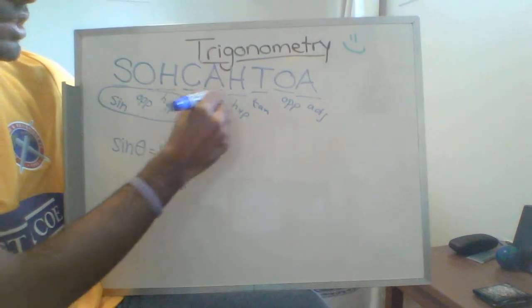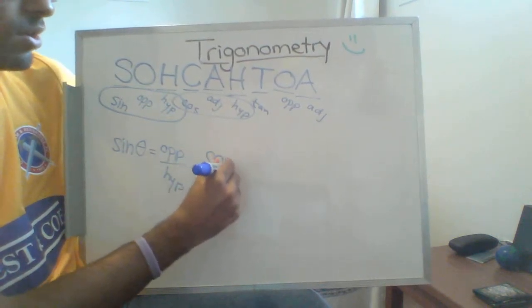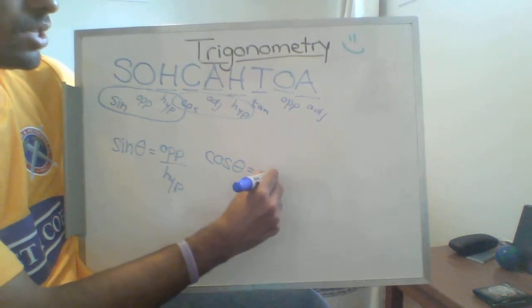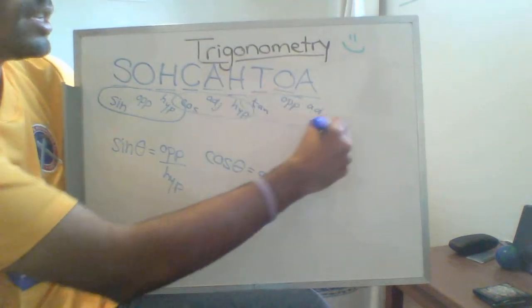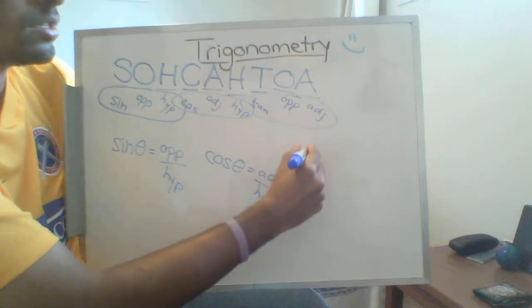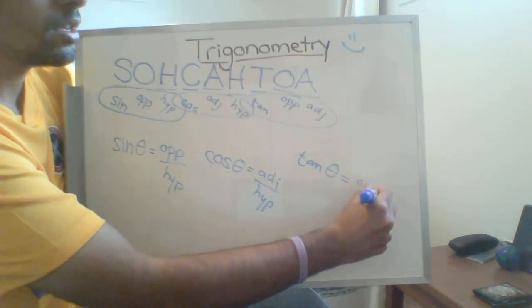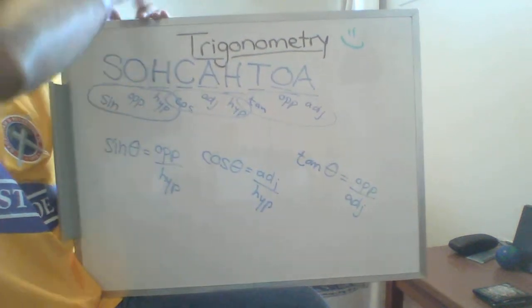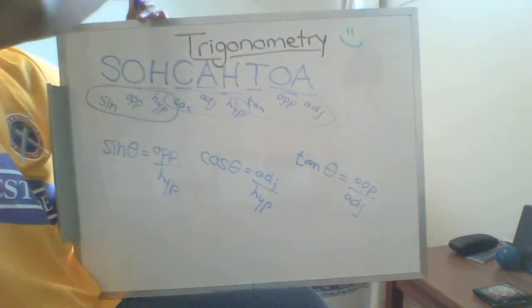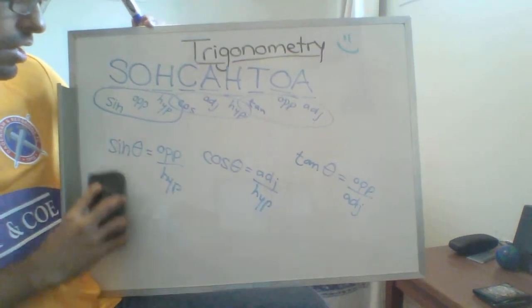And you can do the same for the other two. We've got cosine, adjacent, hypotenuse. Cosine of theta equals adjacent over hypotenuse. And then the last one, tangent, opposite, adjacent. Tan theta equals opposite over adjacent. Okay, so you can pause this and write that down if you wish. I'm going to quickly go and show you a second one.